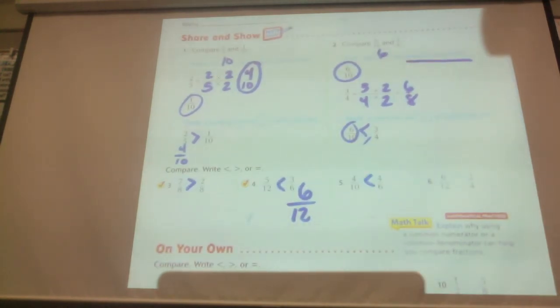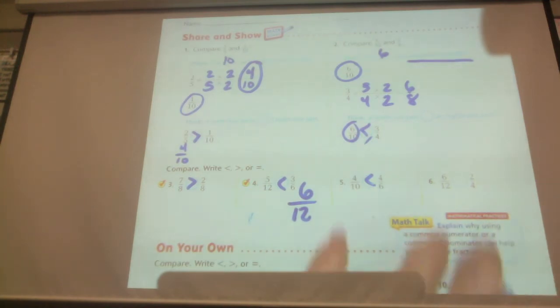I got Brian's awake over here. 4, 6 is greater pieces. The parts are bigger pieces. And we have 4 of those. We have 4 of the other ones, but these are bigger pieces.